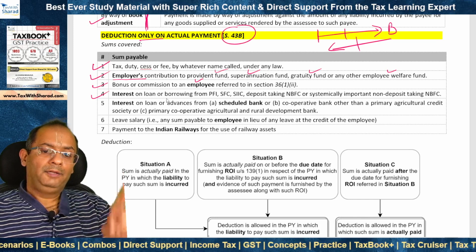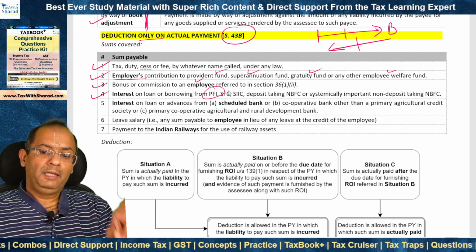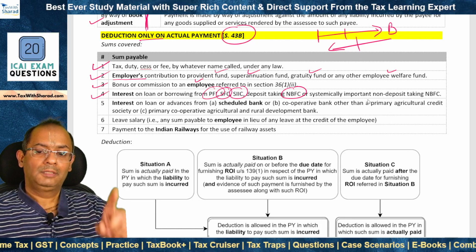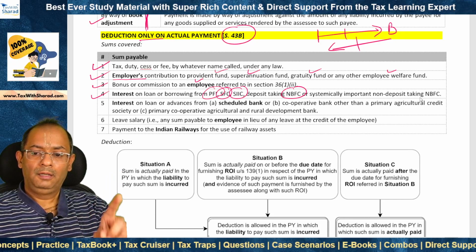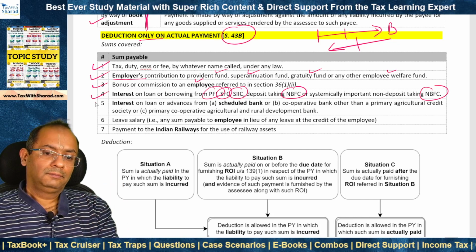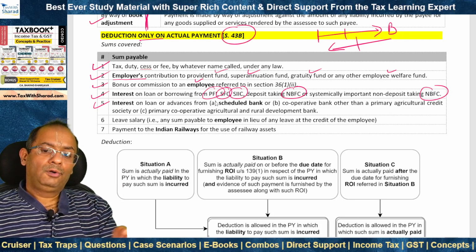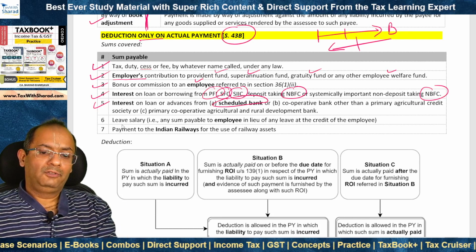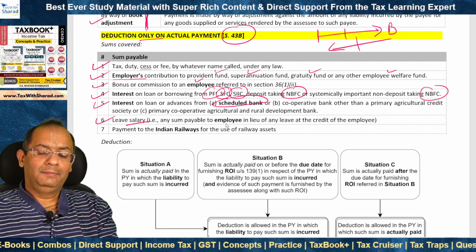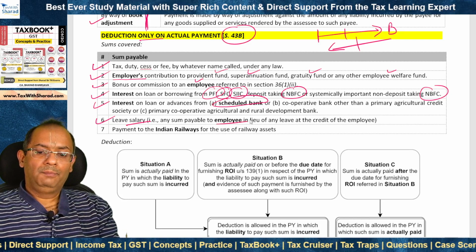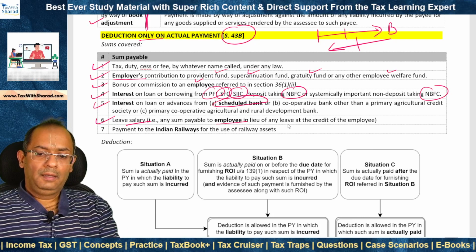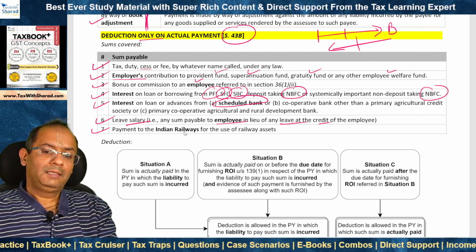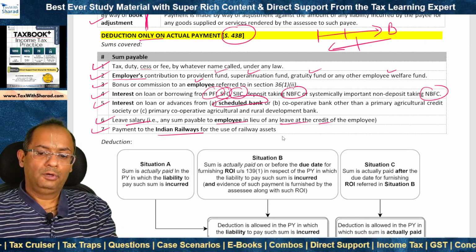What is covered here? Interest on loan or borrowing from PFI or SFC or SIIC or deposit taking NBFC or systemically important non-deposit taking NBFC. 5th, interest on loan or advances from a scheduled bank or some other categories of banks. 6th, leave salary, that is sum payable to an employee by the employer in lieu of the leave standing to the credit of the employee. And lastly, payment made to the Indian Railways for use of railway assets.